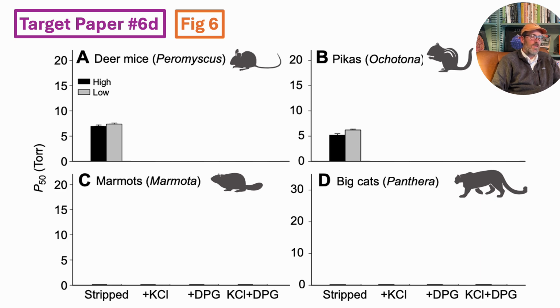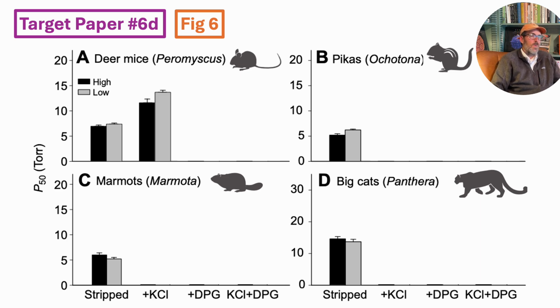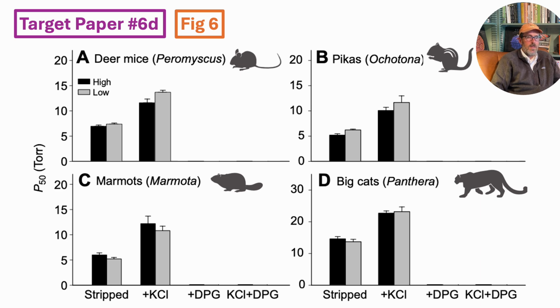In pikas, we see maybe a slightly bigger difference. High elevation mice had a lower P50 than the low elevation mice. And now we go to the marmots. Opposite trend of what we predict. And the big cats, similarly opposite trend. Overall, the differences were not really that significant, and it might only be under allosteric conditions where we add KCl where the difference becomes significant in deer mice and pikas. But then looking at marmots, it still goes in the opposite direction. And big cats, equivocal, pretty much exactly the same.